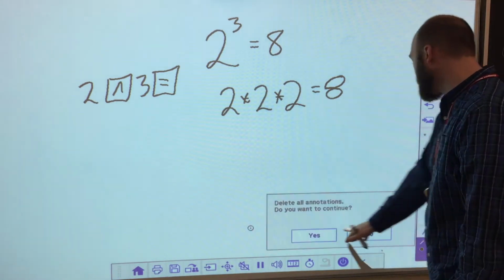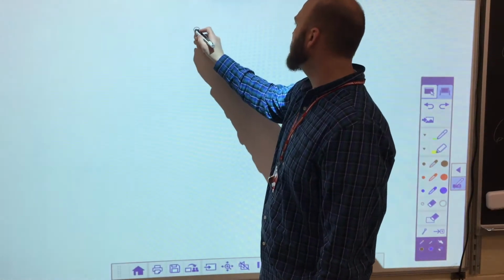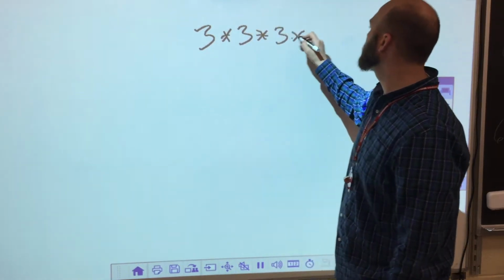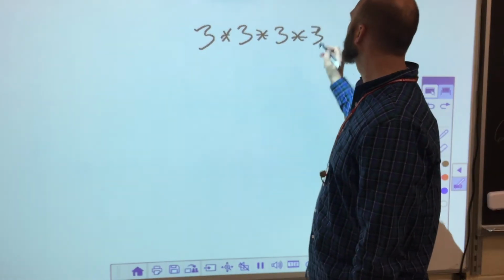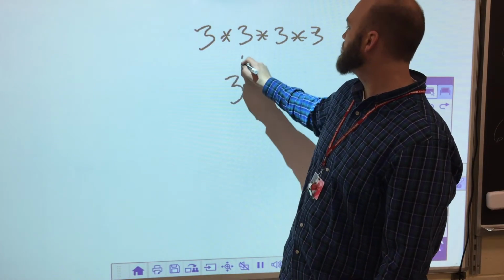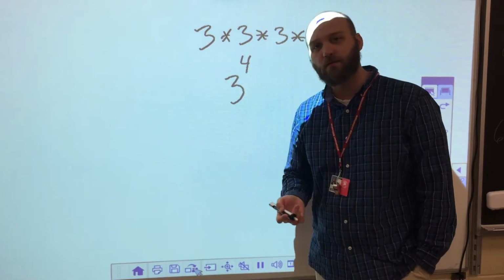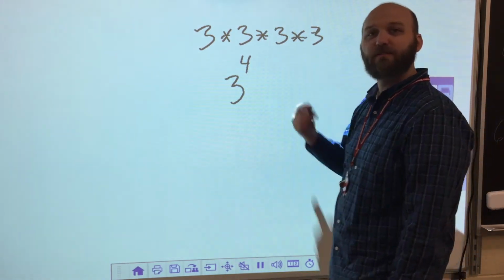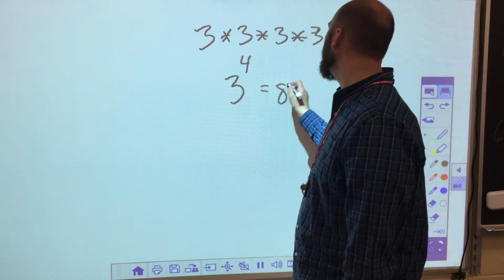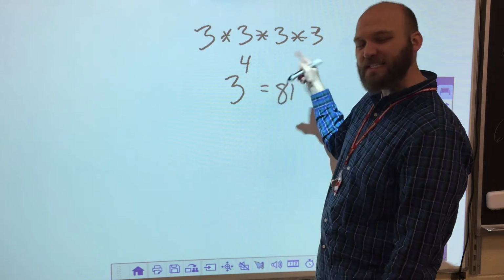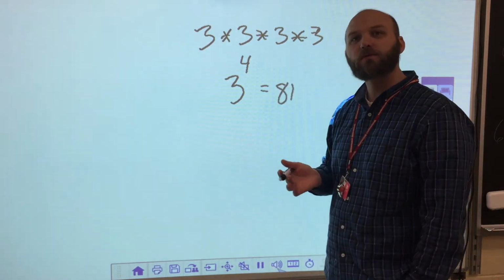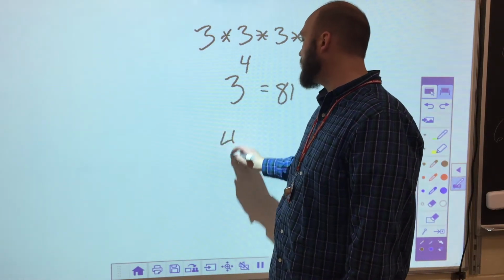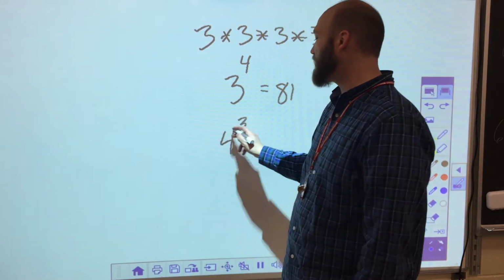If I were to look at another one and just say 3 times 3 times 3 times 3, that is 3 to the fourth power. And that would be 3 times 3, which is 9, times 3, which is 27, times 3, which is 81. This is not 3 times 4, or 12. And because of that, I can't say that 3 to the fourth power is the same as 4 to the third power.